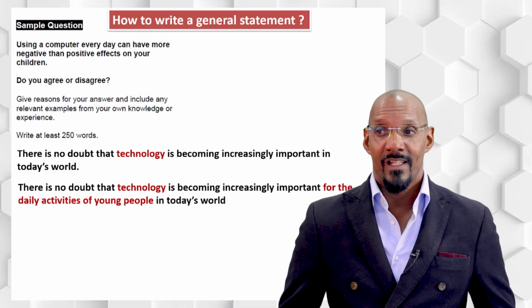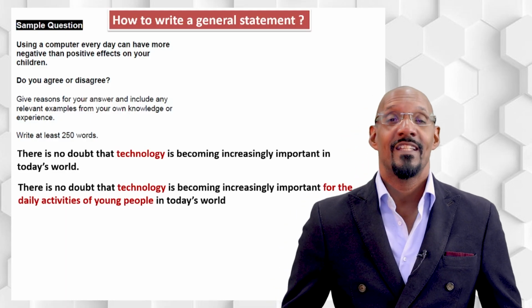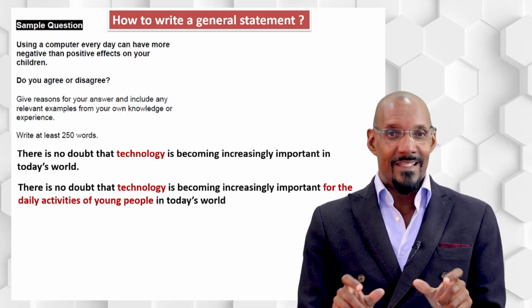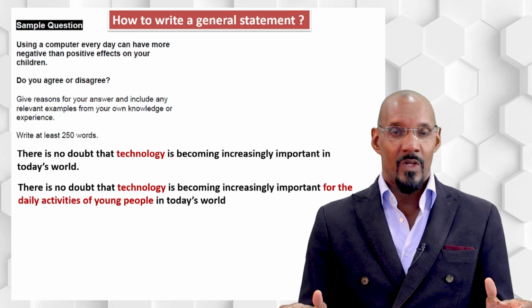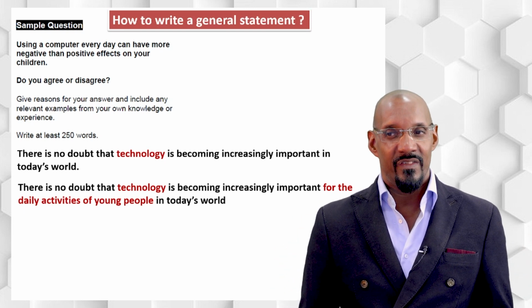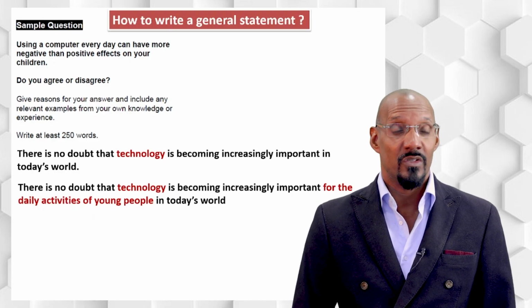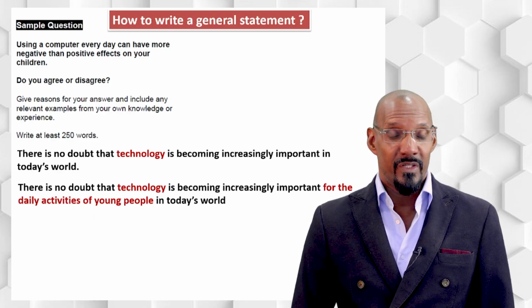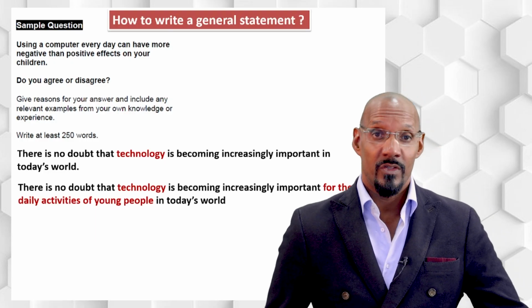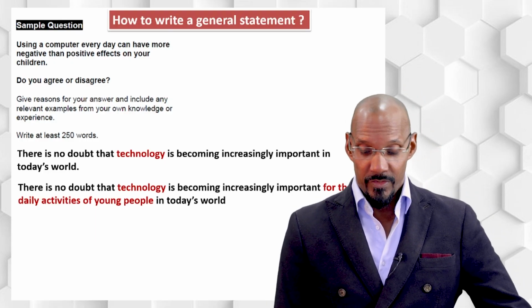There is no doubt that technology is becoming increasingly important for the daily activities of young people in today's world. Now we're getting a little bit more specific, right? We go from technology to important for daily activities of young people in today's world. Both of those work because they signal that you're going to be discussing something in more depth. In this case, computers.